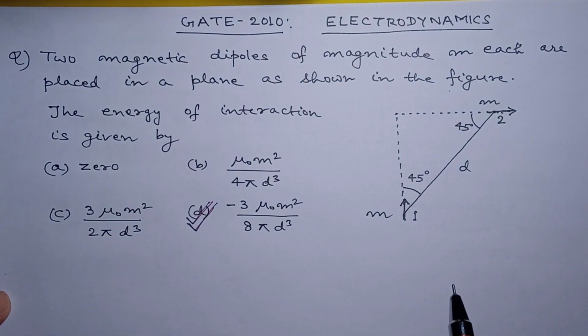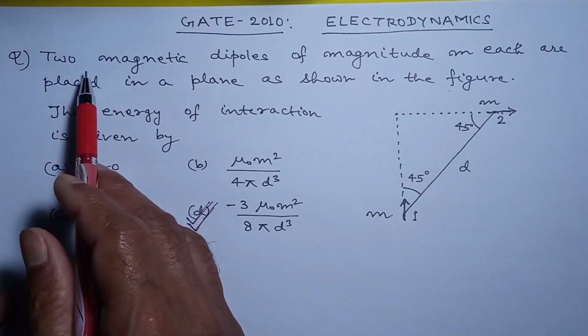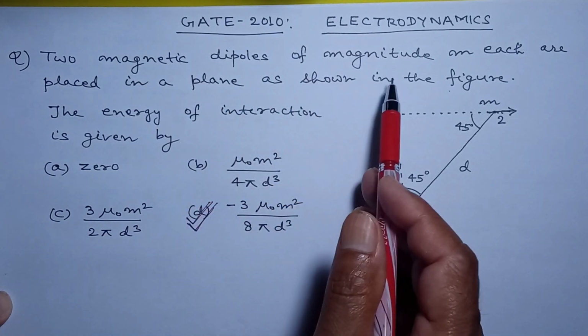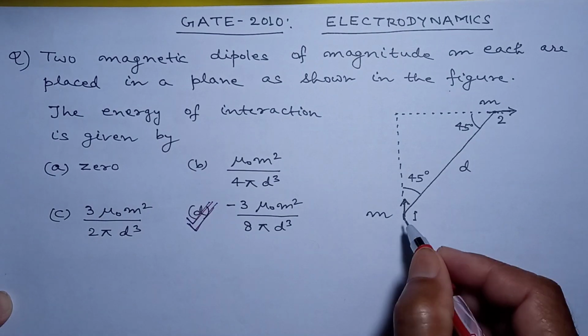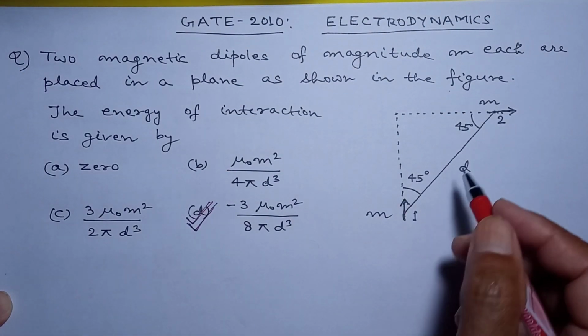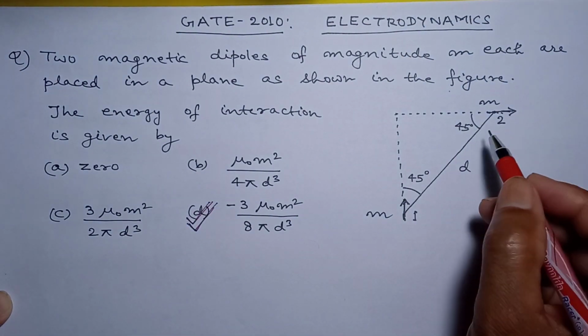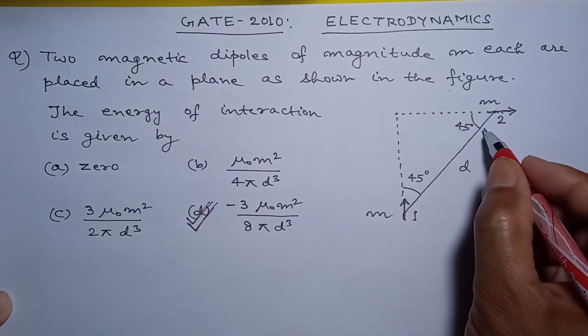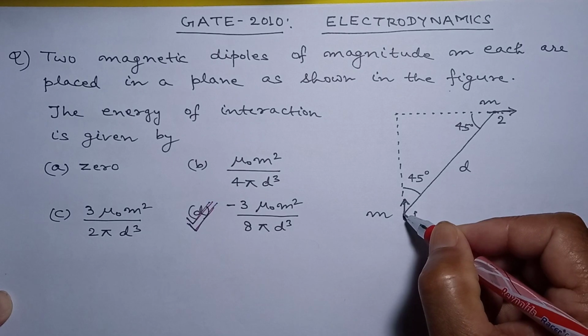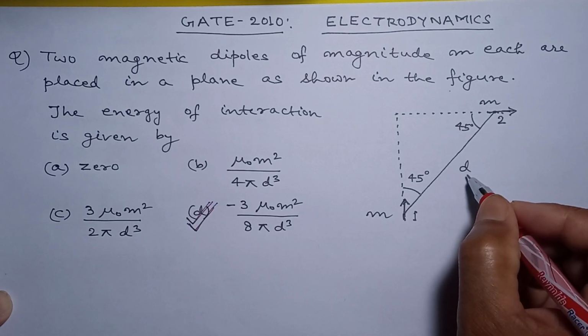Dear students, today I am going to discuss a question of electrodynamics that was asked in GATE 2010. The question states, two magnetic dipoles of magnitude m each are placed in a plane as shown in the figure. Here dipole 1 is placed and dipole 2 is placed here. Each has magnitude m. This is 45 degree. Here it is also 45 degree. And the separation between the two dipoles is d.